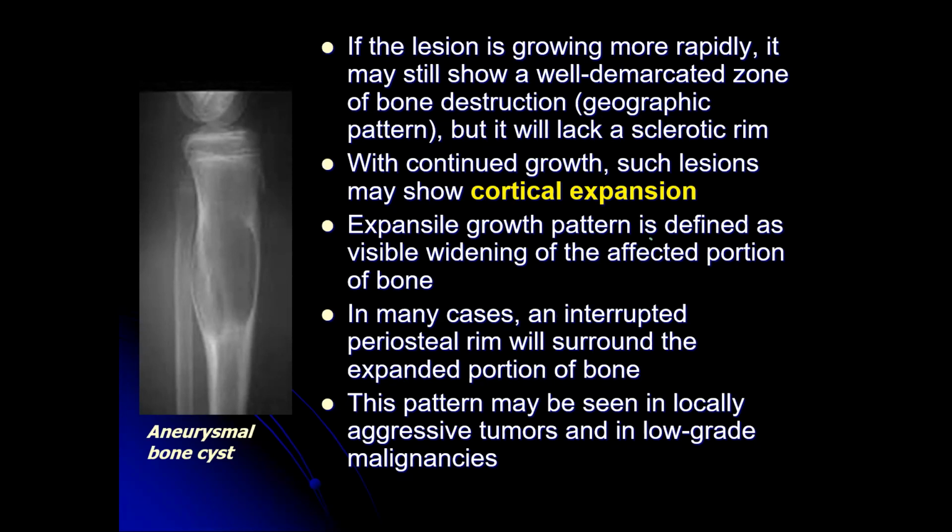Okay? Expansile growth pattern is defined as visible widening of the affected portion of bone, like occurs within aneurysmal bone cysts, at times with the unicameral bone cysts, at times within enchondroma. It might appear wider. In many cases, an interrupted periosteal rim will surround the expanded portion of bone. This pattern may be seen in locally aggressive tumors and in low-grade malignancies.